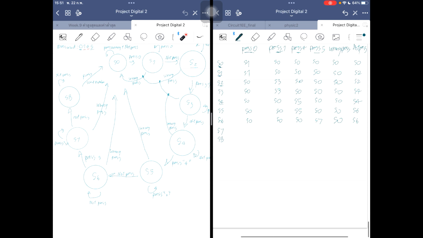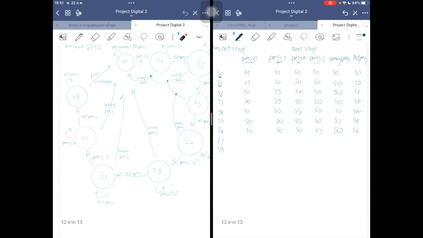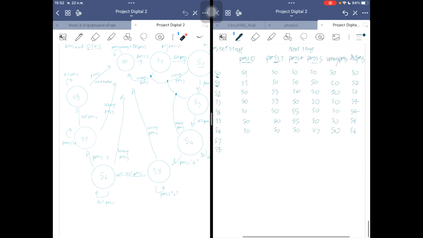And state 7. In state 7, what we want is when you release the button or do not press, they will go to state 8 immediately. Then look at the state 7 and look at the input of not press and write the result that we want. Okay, another condition is press 5. If you still hold the button press 5, then they will stay in the state 7. Then look at the state 7, look at press 5, and write the result that we want.